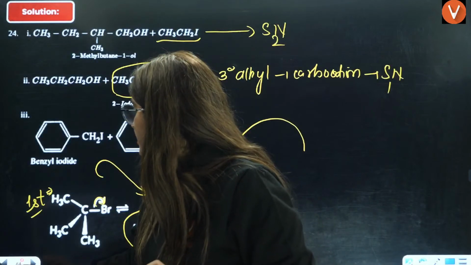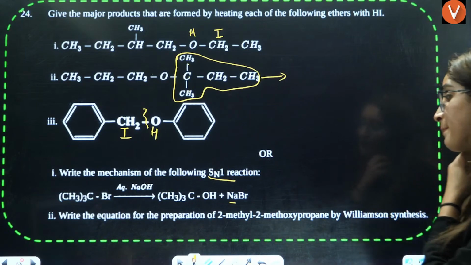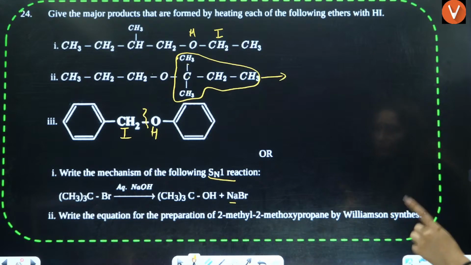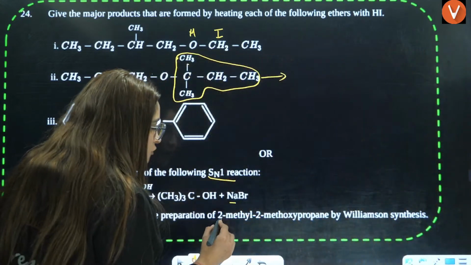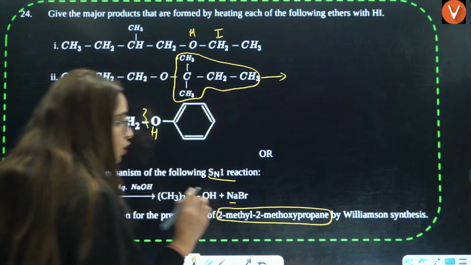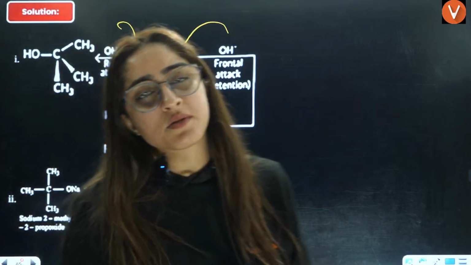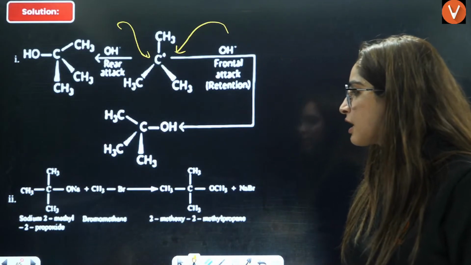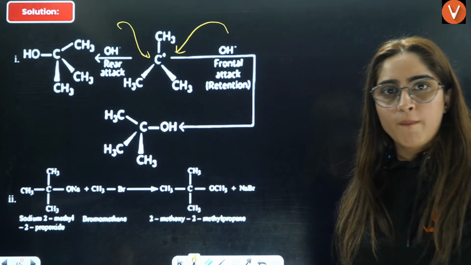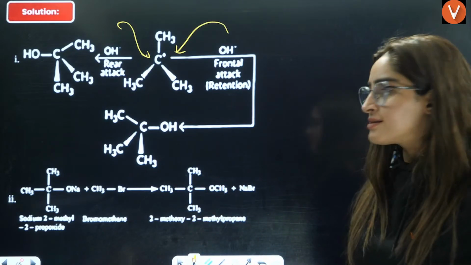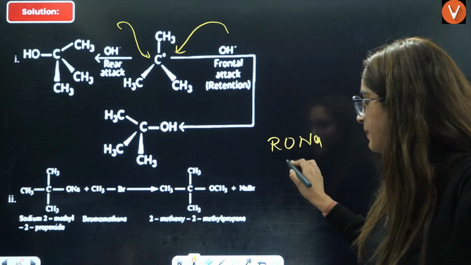Okay, next question is, write the equation for the preparation of 2-methoxypropane by Williamson synthesis reaction. Beta, look, Williamson synthesis reaction is also a very, very important concept. Two reactions, HI and Williamson synthesis, both are very important, right? For your board exam, it's extremely important. So basically this is what you have to form. Now the question is, which will be RONa, which will be RX?